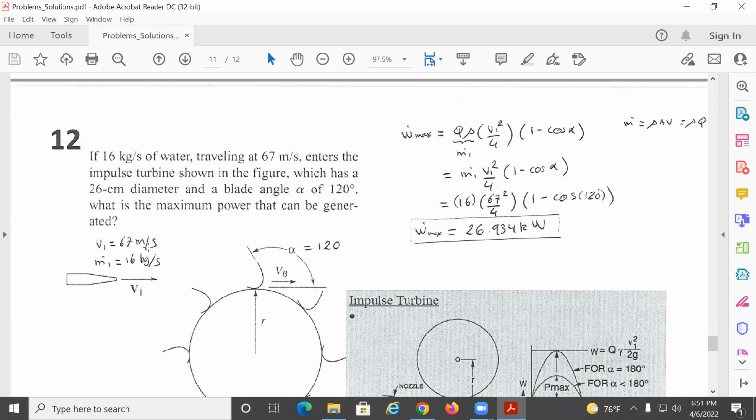And then V1 is what we have over here. So we have the 16, 67 squared divided by 4, 1 minus the cosine of 120. If you substitute directly into the equation, you get about 26,934 kilowatts, or 26.934 kilowatts. All right.